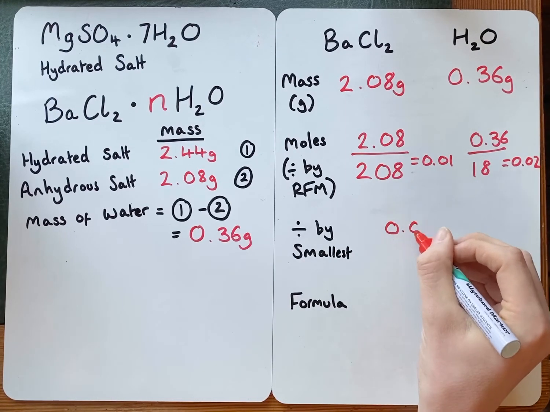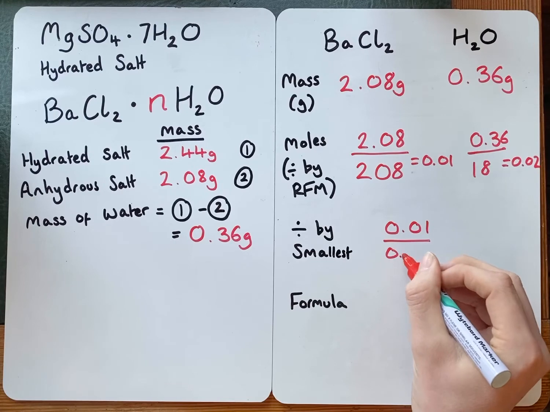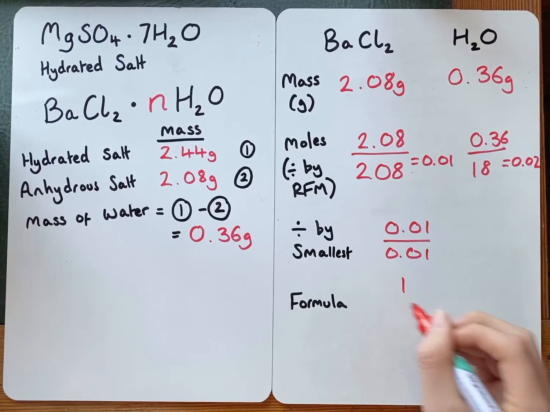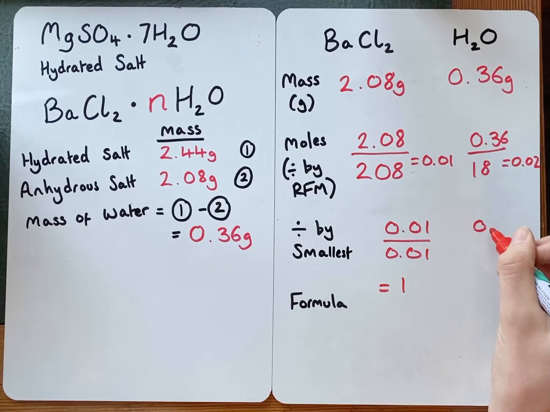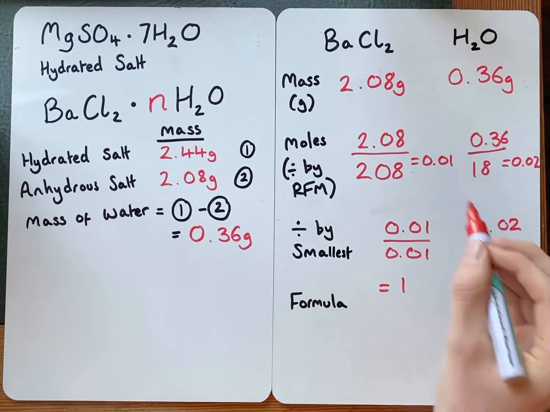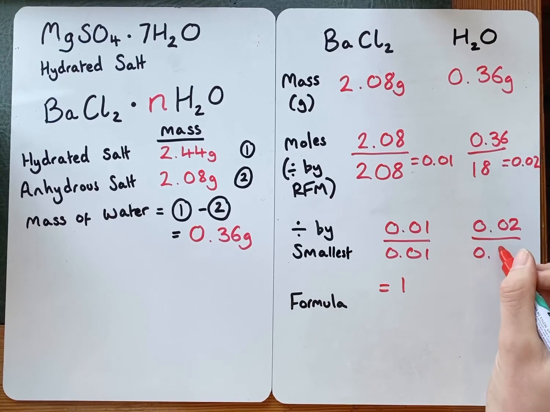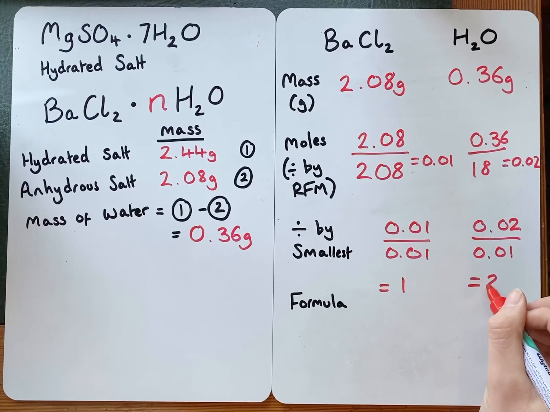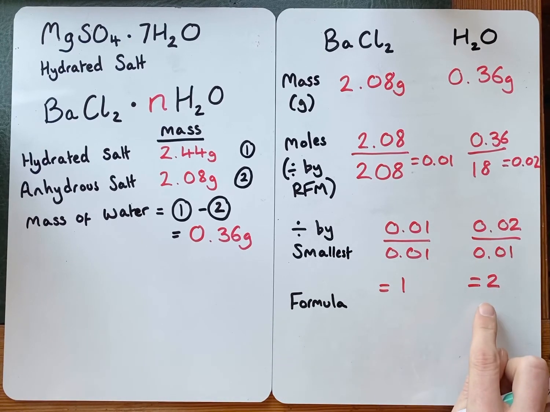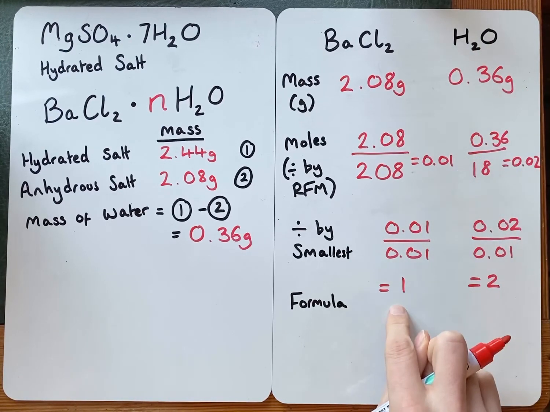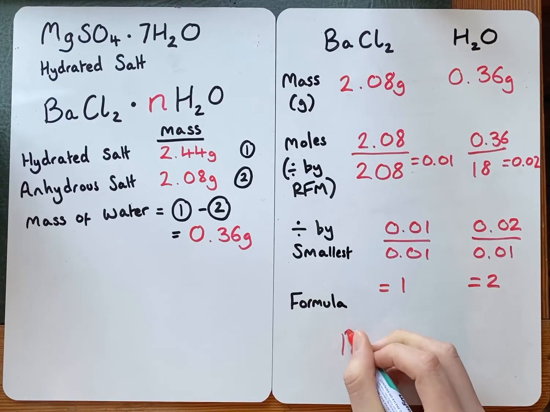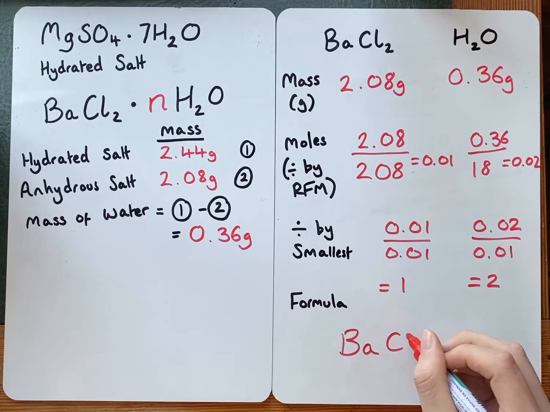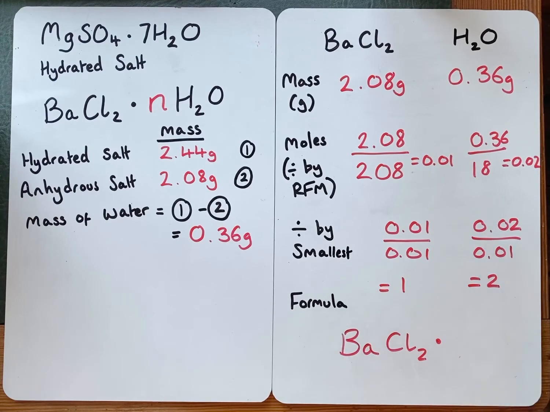So we do 0.01 divided by 0.01, and we get 1. And we do 0.02 divided by the smallest, which is 0.01, and we get 2. So we can therefore see that there is 2 molecules of water per 1 molecule of barium chloride. So our formula would be BaCl2, and then we use a little decimal place, 2 lots of H2O, because the number of water molecules was 2.